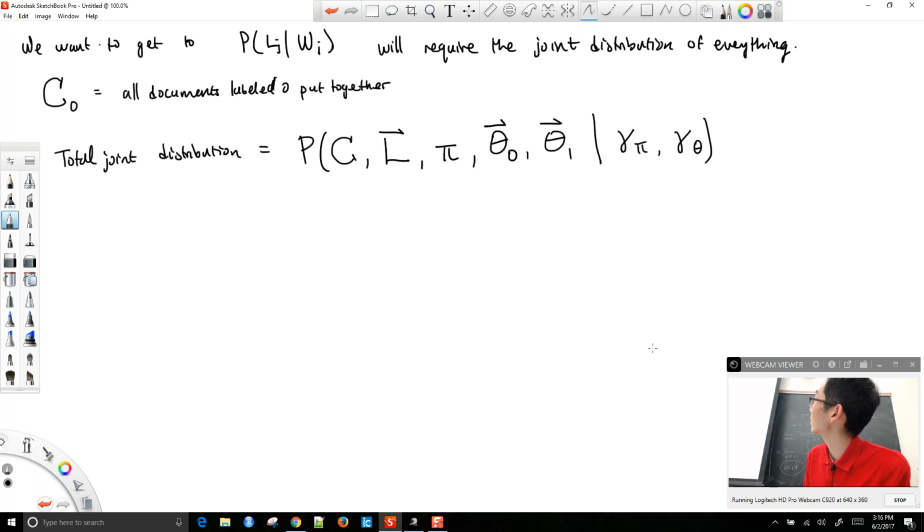So this is everything here. And what we're going to do is write this as a product. This is the joint distribution, and we can rewrite this as a product, right?